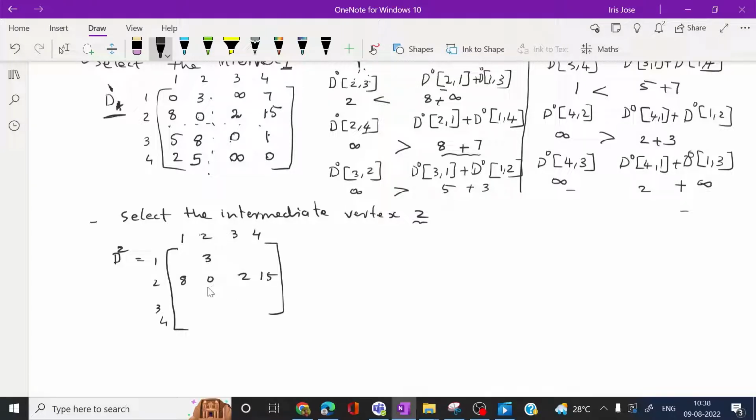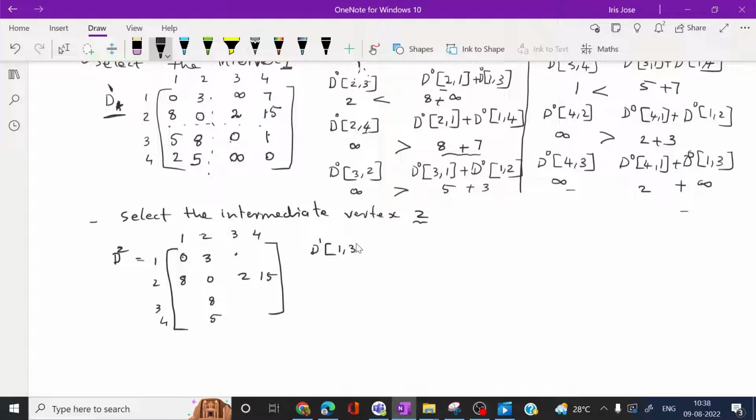3 here, 0 here, 8, 5. Remaining distances we have to find. Here again, this distance is a diagonal element, so I can put 0. Now this one I have to find, so that is D13. So the distances will be compared from the previous vertex. D1 of this is 1 3.